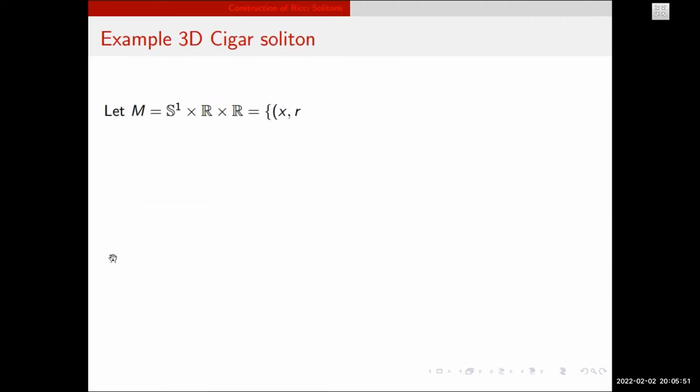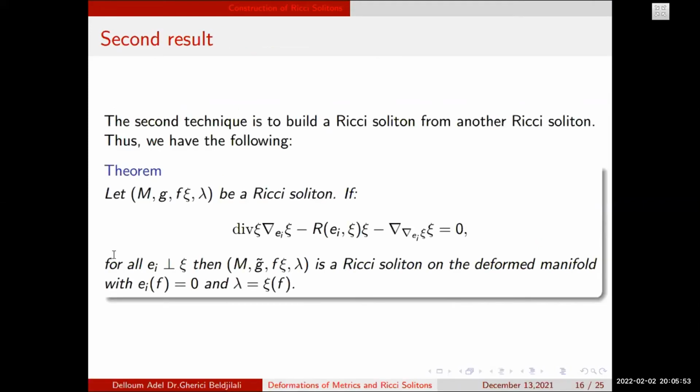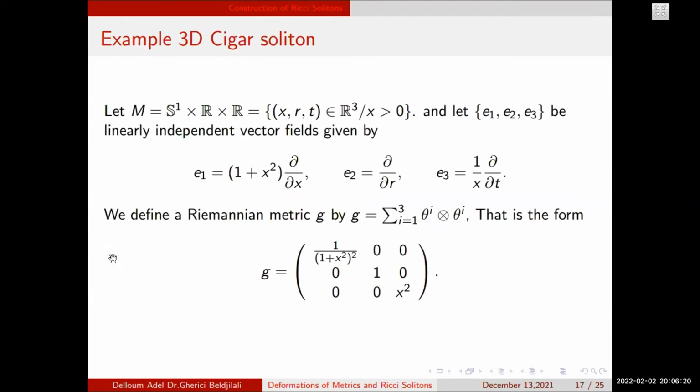So our second result is, in the first result we considered the initial manifold apart from it being a Riemannian manifold. For the second result, we will consider having a Ricci soliton structure on the initial manifold, and we will deform it. And we've obtained that the initial Ricci soliton is transferred to the deformed structure. And we gave this example, the 3D cigar.